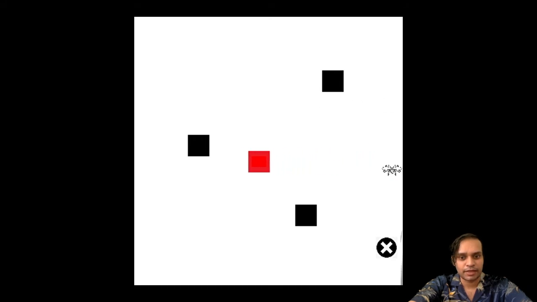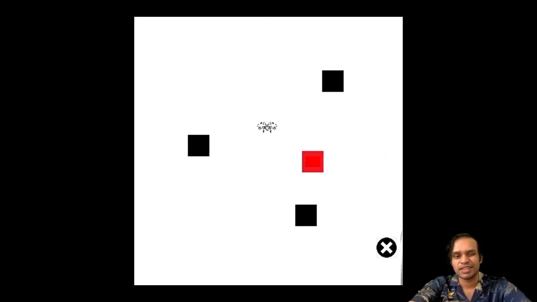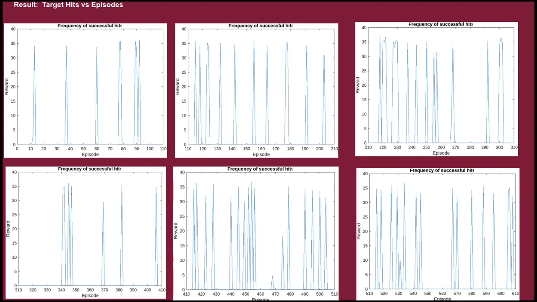Wow, that was neat. Okay, so as you can see, it took a while, but slowly our reinforcement learning agent has been able to learn a policy to dodge the obstacles as much as it can and go and hit the target. So now we have a look at the results.